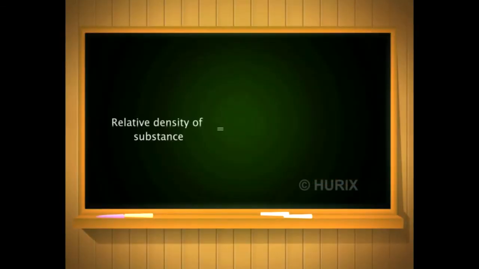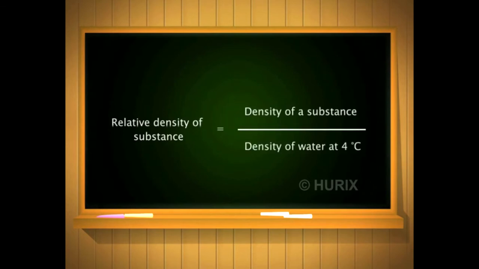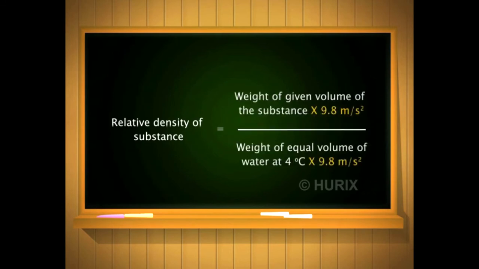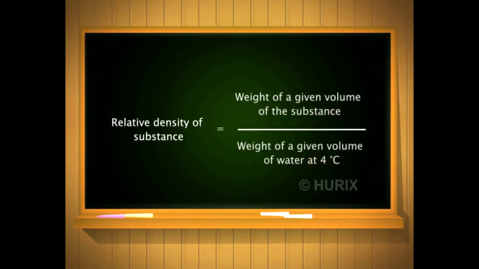The relative density of a substance is the ratio of its density to that of water's density. If we consider a constant volume for the substance and water, we can reduce the equation to only the ratio of their masses. This is because density is mass over volume. The mass of a substance can be replaced with its weight, as the acceleration due to gravity experienced by all substances is the same.